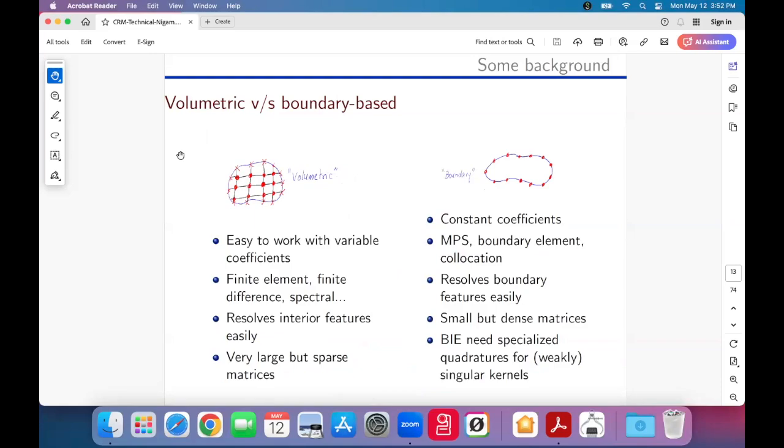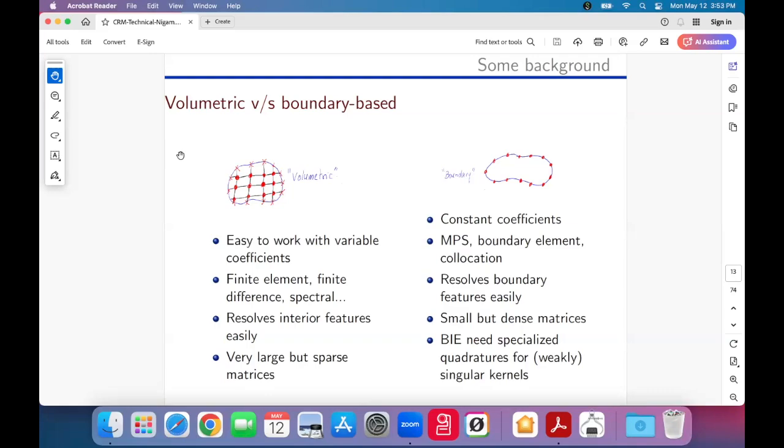So why would you choose one method over the other? Okay. For the volumetric methods, it's very easy to deal with variable coefficients. I don't have to find or know a fundamental solution. There are the finite element methods, the finite difference methods, the spectral methods. If you have features in the interior, you can do meshing, you can do adaptivity. This is all well known. And you're led to very large but very sparse matrices, so the linear algebra is easy.